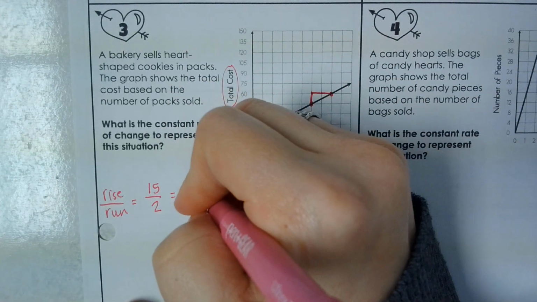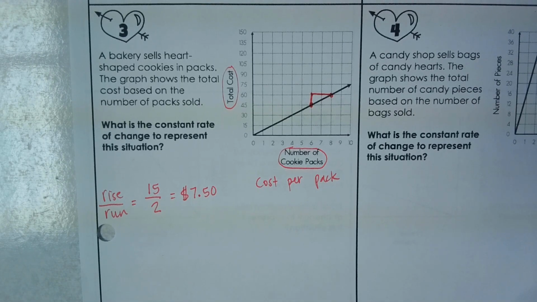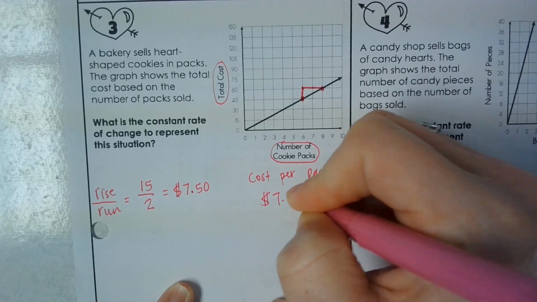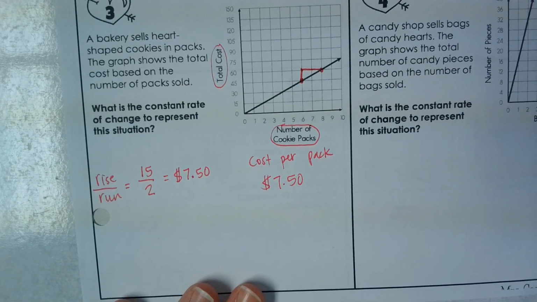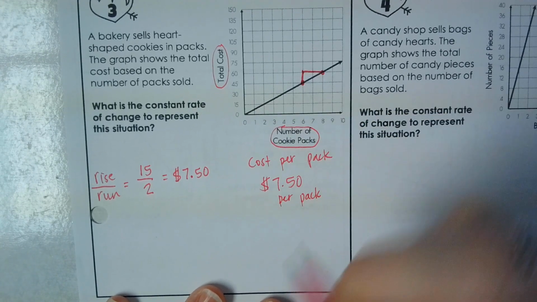It's $7.50, right? Come on, think about it. Half of 15. Halfway with 14 is 7. And you got an extra one. Half of 1 extra would be a half. So you just need $7.50. Good with that? All right. So the cost per pack is $7.50 per pack. Ta-da.